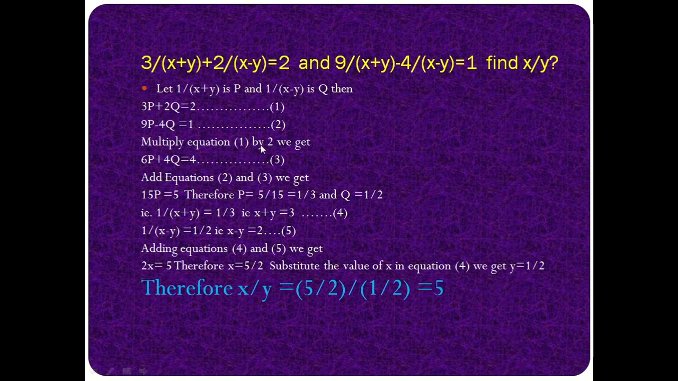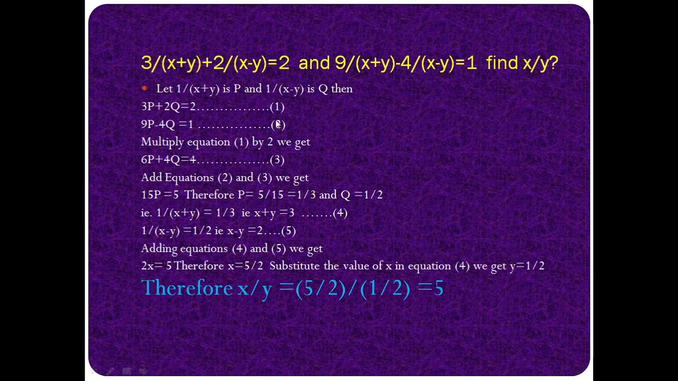Then multiply equation 1 by 2. So you are multiplying this by 2 to make the coefficients equal. So this coefficient q, we multiply this by 2, you will get 4q, and this 4q will get cancelled. So I am multiplying the equation 1 by 2. Then the equation 1 will become 6p, 3 into 2, 6p plus 2 into 2, 4q is equal to 2 into 2, 4. 6p plus 4q is equal to 4.